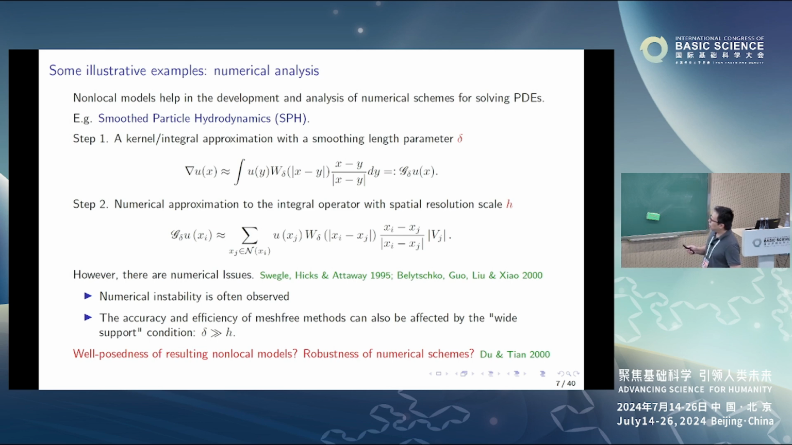So the nonlocal models help a lot in the numerical analysis. For example, in step two, we got a nonlocal model after we do this nonlocal relaxation. So we can check the well-posedness of the resulting nonlocal models. If it is well-posed, we can proceed to the second step. If it is not well-posed, then it is not reasonable to search for a good numerical scheme, right? And in the second step, we prefer to construct the numerical scheme robust with respect to delta and h, okay? So the message is, even though our target is to solve local PDEs, the nonlocal model can help us develop and analyze numerical schemes.